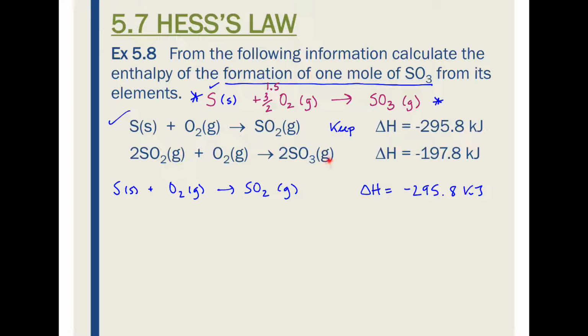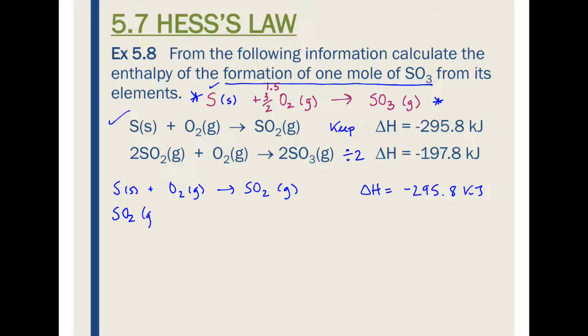SO3 gas only shows up right here, but there's a problem. I want 1 mole as a product, but here I have 2 moles as a product. So if I want 1 mole in this reaction, I'm going to need to divide this whole reaction by 2, okay?